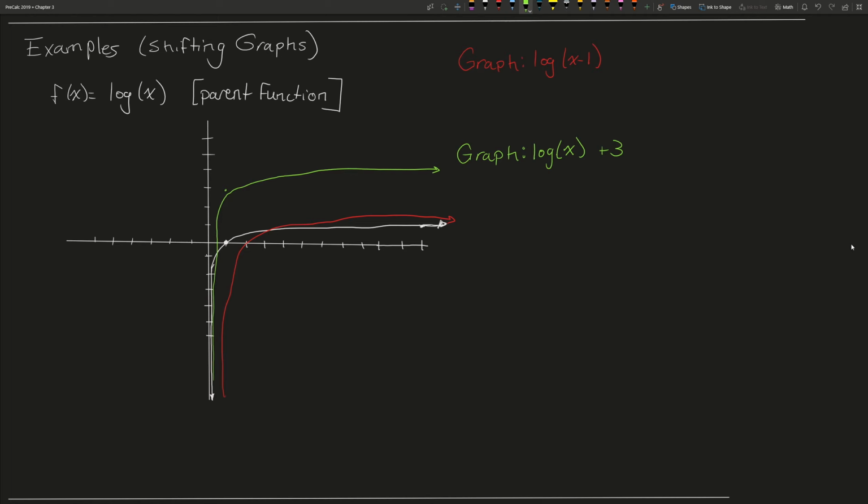And all of the transformation rules still apply. So if we stuck a negative on the outside, it would be flipped upside down. If we stuck a negative on the inside, it would be going to the left, and everything in between.